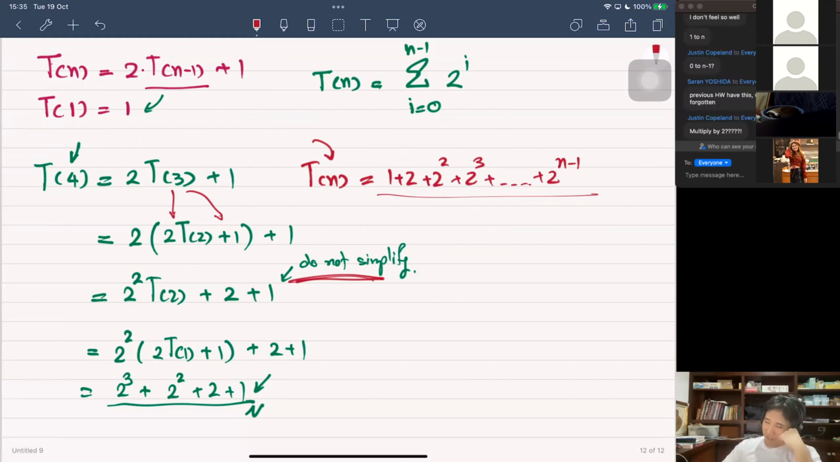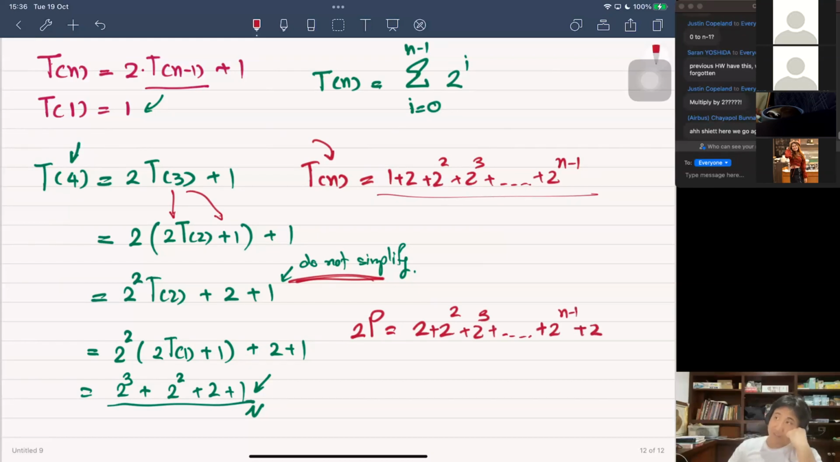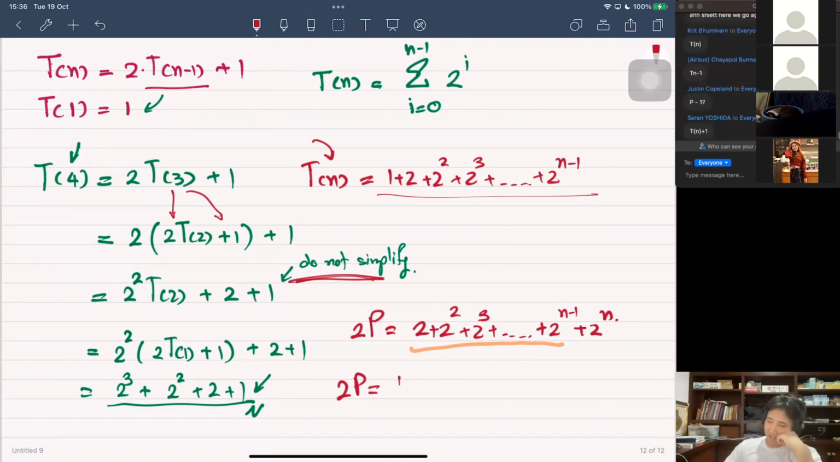Yes, just multiply by 2. So 2 T of n, I can just call it P, let me save some writing. 2P is 2 plus 2 to the second plus 2 to the third plus dot dot dot plus 2 to the n minus 1 plus 2 to the n. What do we do next? What is this part? Close, but no. It's T of n minus 1, so it's P minus 1 essentially, because it's missing the first term, plus 2 to the n. Minus 1, not plus 1.